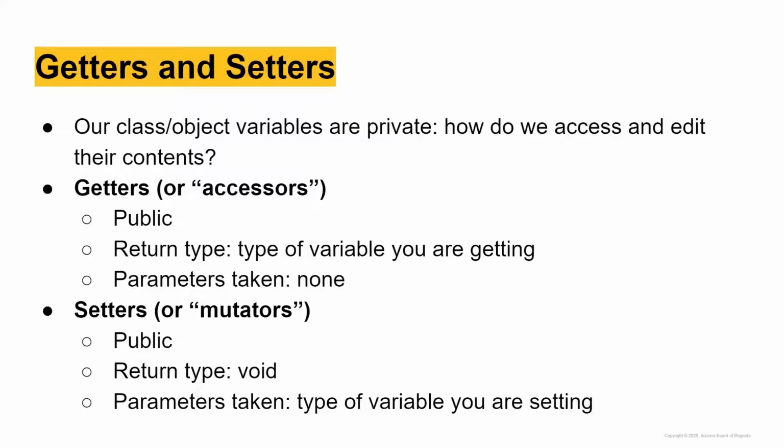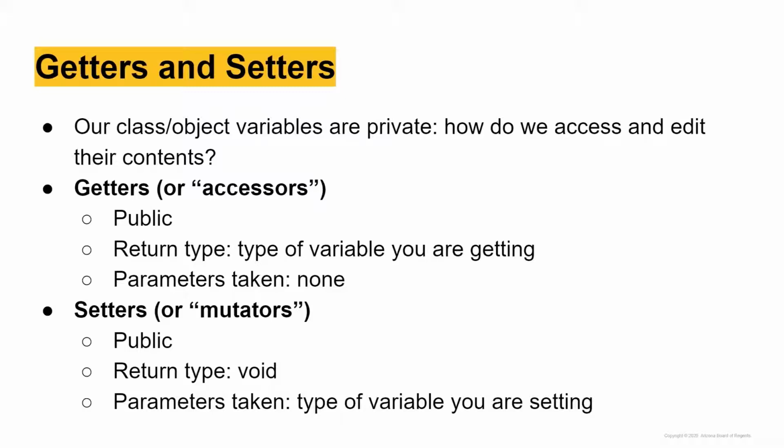So we have a method called a getter, and it's public. The return type is the type of variable that you're getting, and it doesn't take any parameters, and basically it just returns whatever class variable you want it to, or whatever the variable of the object that you're calling it from. You're going to see we'll call them from objects in just a second. So it just returns whatever value is in the variable.